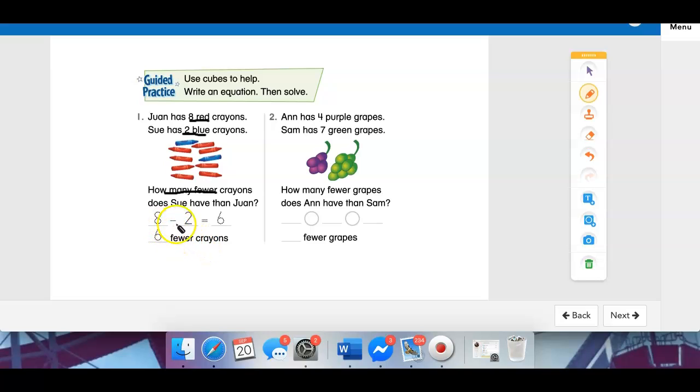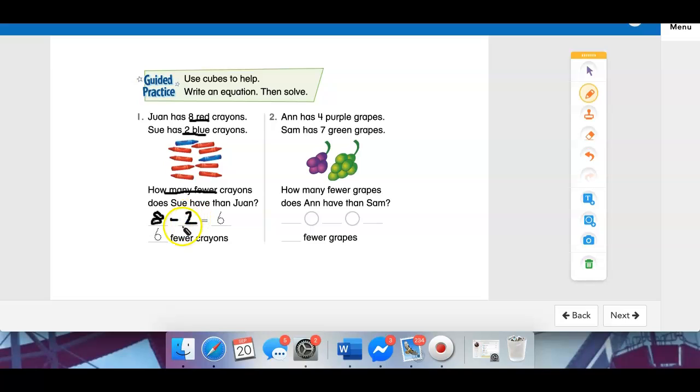So where did we get these numbers from? Let's look. Juan has 8 red crayons, so I'm going to fill in an 8 here. We're trying to find how many fewer crayons does Sue have than Juan. So we're going to be subtracting. I'm going to write my minus sign. The 2 comes from, I know that Sue only has 2 crayons.